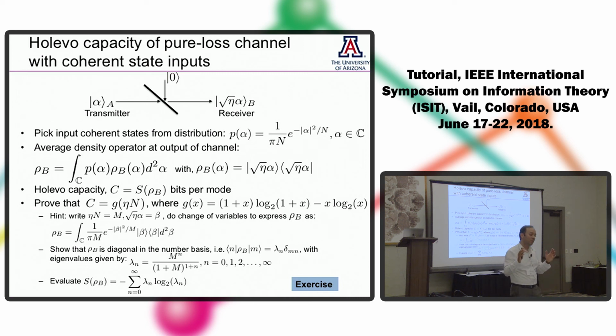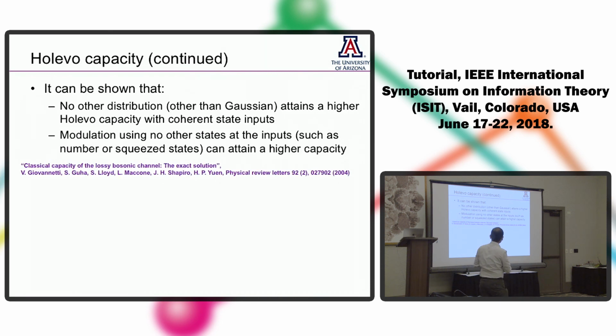So in the Holevo capacity, if you remember, we had an entropy of the average output state minus the average of the entropies of the individual output states. The individual output states are pure, so that term is 0. So this is how we calculate the capacity. But you can also show that no other distribution attains a higher capacity, and no other states like coherent, squeezed states or number states attain a higher capacity, meaning coherent state transmission is optimal. Product coherent state transmission is optimal.